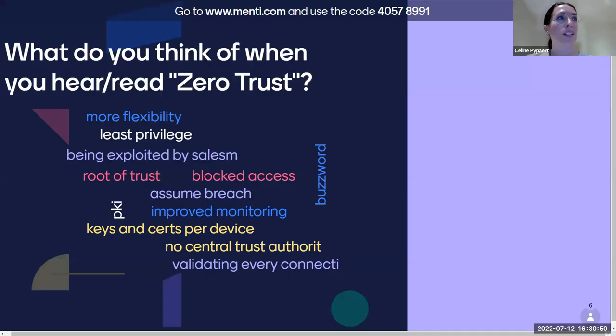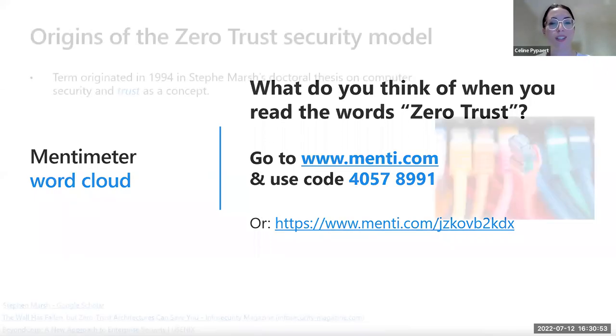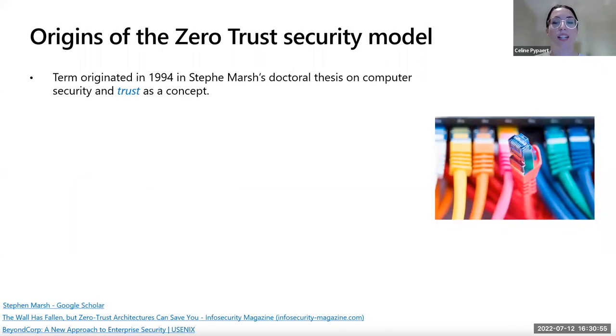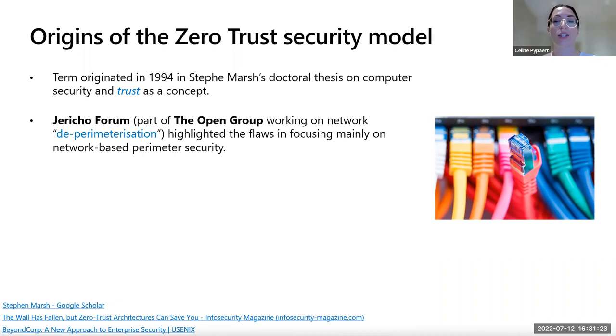I'm going to switch back to the slides. I think that was a really good word cloud, quite well summed up, and good to hear your thoughts. What's interesting about zero trust is that even though marketing may have co-opted it and it's lost its meaning over time, it originally goes all the way back to 1994 in Stephen Marsh's doctoral thesis on computer security and trust as a concept.